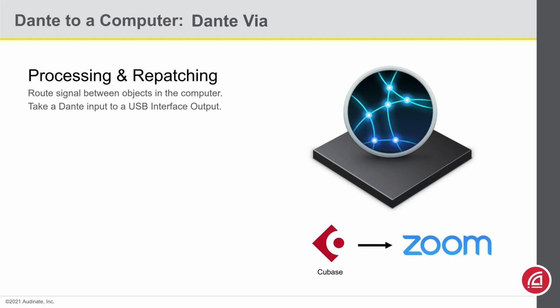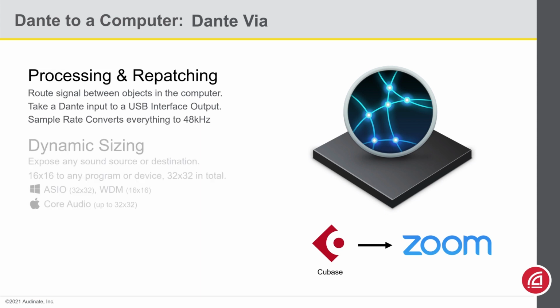Now, if you need to bring in multiple sources into the same application, Dante Via offers a mixer with the ability to independently adjust the levels of each source. Dante Via makes the link between programs very easy with sample rate conversion built in. So you can share your 96 kHz project in a 48 kHz video conference. No problem. The number of channels in Dante Via can expand as you add your routes. It supports up to 32 by 32 links in total, up to 16 by 16 channels to any given application.